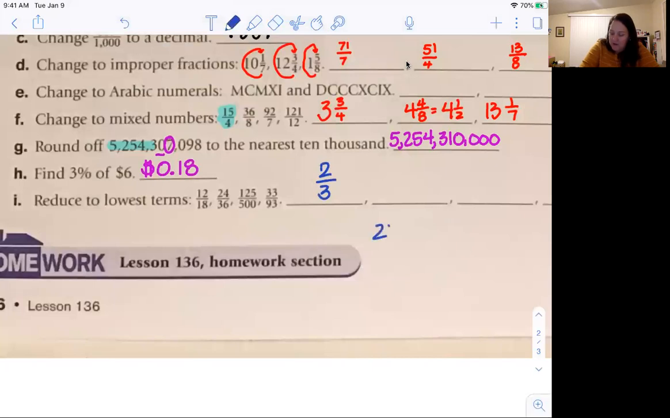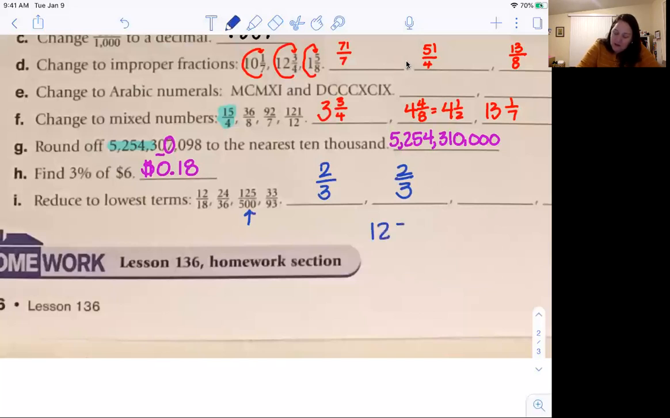How about 24 and 36? What would be the greatest common factor of 24 and 36? 6 is a common factor. 8 is not. 9 is not. How about 12? Does 12 work? Yes, 12 works. So we're going to divide by 12. 24 divided by 12 is 2, and 36 divided by 12 is 3. Oh, we got 2/3 again. That's kind of funny. But it's 100% correct.